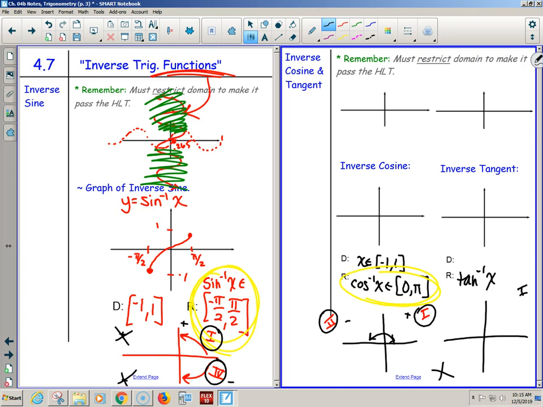Or negative pi over 6? Or negative 7 pi over 6? Oh, that just got weird, because tangent works differently than sine or cosine. Sine or cosine have that period of 2 pi. Tangent has that period of pi. It doesn't match up.